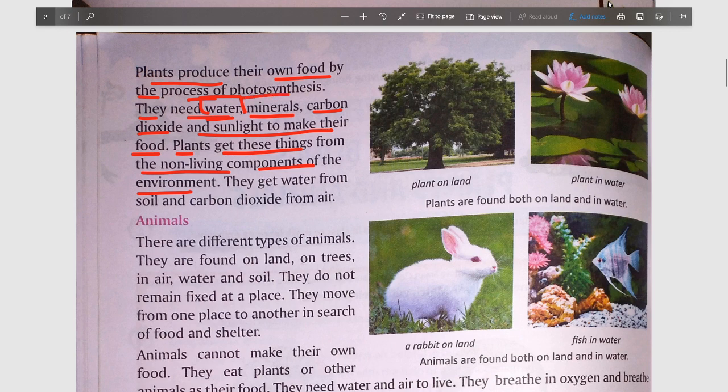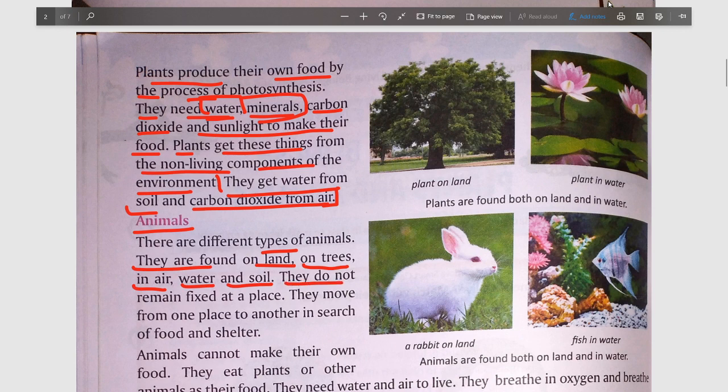If we talk about the minerals, minerals are also obtained from the soil. So soil is a non-living component of the environment. So we are saying that living things also depend on the non-living components for their food and their basic needs. They get water from soil and carbon dioxide from air. Now if we talk about animals, there are different types of animals. They are found on land, some are found on trees, some are in air, some are in water, some on soil.